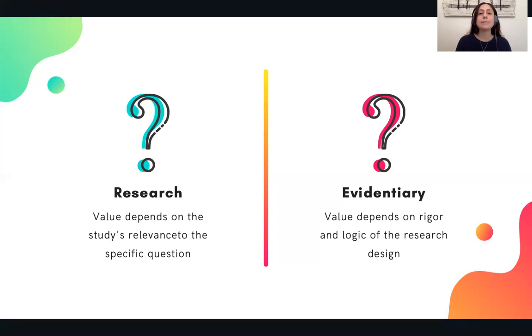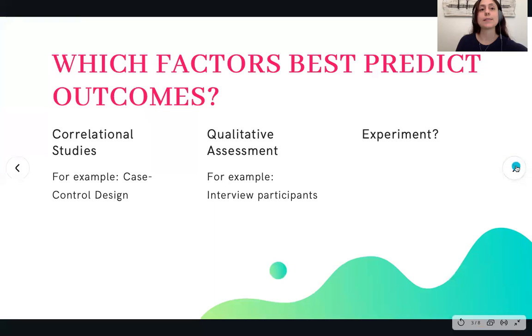Okay, so we're going to look at a couple of questions that you might be seeking to answer in this class, and then what type of research you might draw from in order to answer those questions. Question number one is, which factors best predict outcomes, desirable or undesirable? Breaking down this question a little bit more, this is basically asking which circumstances or attributes best predict prognosis or risk. We're not asking about effectiveness of a certain intervention in this case.